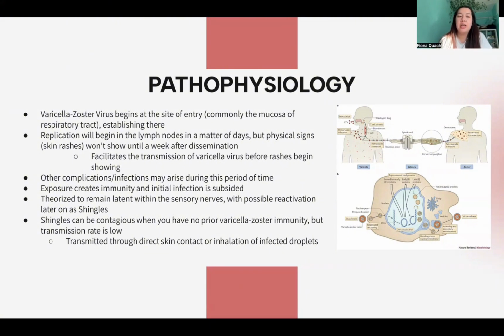Once the infection is gone, however, the virus does remain latent, and we've seen that it is theorized to remain latent within our sensory nerves, which is why shingles can be reactivated later on. And if reactivation of shingles does happen, it is very painful because it is located within the nerves, and our nerves control a lot of feeling throughout our body. Shingles can be contagious if you have no prior immunity or exposure to the varicella zoster virus, but the transmission rate is low and it can only be transmitted through direct skin contact or some sort of inhalation.